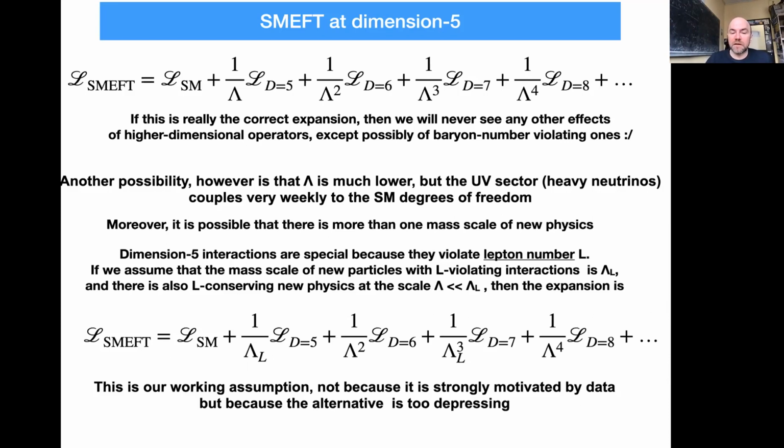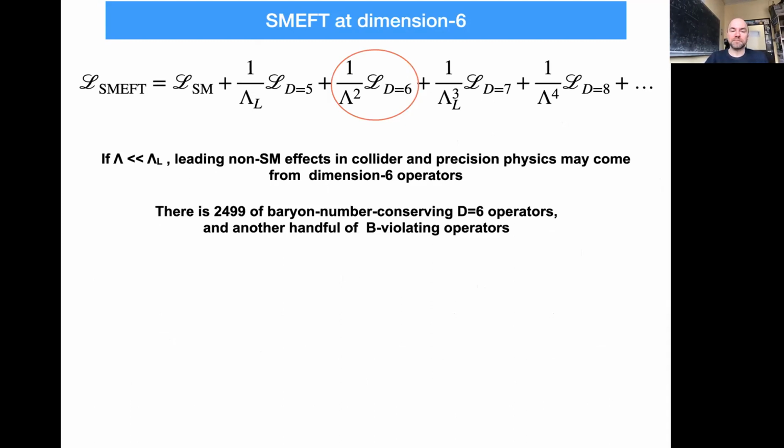And let's assume that there is this double expansion in the effective field theory, and that lambda is much smaller than lambda L, because that will allow us to see some other effects of higher dimensional operators other than neutrino masses and the proton decay.